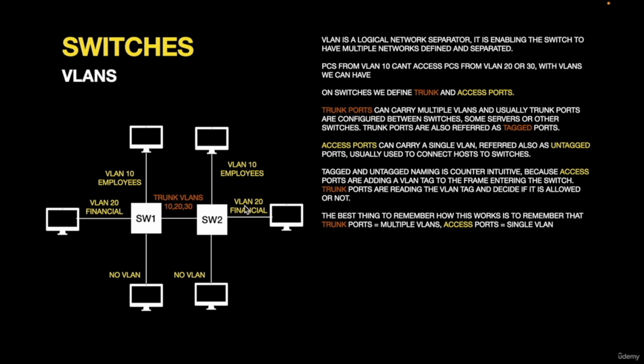And we can have access ports, which are ports that are connecting a PC to a switch, let's say. And access ports are called untagged ports, and we can have a single VLAN configured on that port. So let's jump to the lab and see all these ports in action.